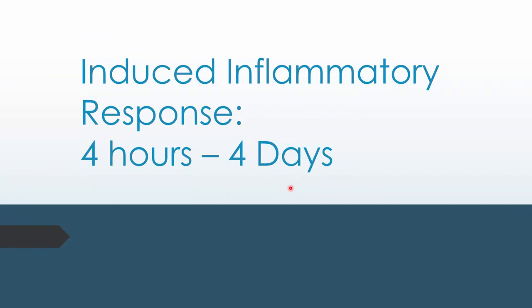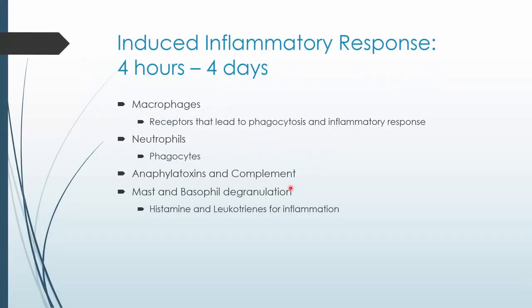All right, so that covers the innate response. Now we're going to talk about the induced inflammatory response. This takes place from 4 hours to 4 days post-exposure. And it's primarily composed of macrophages with receptors that induce phagocytosis and inflammation, neutrophils, which are phagocytes, anaphylatoxins and complement, and we'll talk about those in a little bit, and then mast cells and basophils that degranulate and release histamine and leukotrienes. They just initiate inflammation. So the key part of the induced inflammatory response is it causes inflammation. So we're going to walk through the different components.